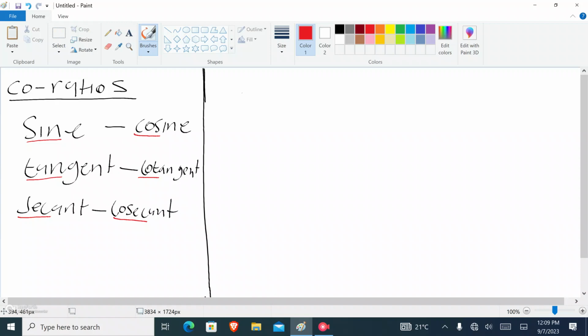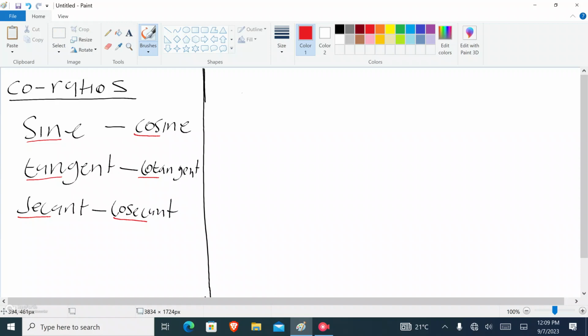As you can see, we have sine. The co-ratio of sine is cos. And then we have tan. The co-ratio of tan is cot. And then we have secant or sec. The co-ratio of sec is cosec. So there is co in front of each and every trigonometric function that doesn't start with co.